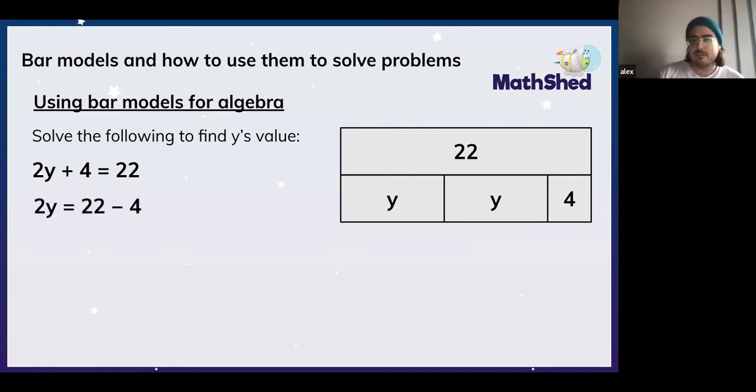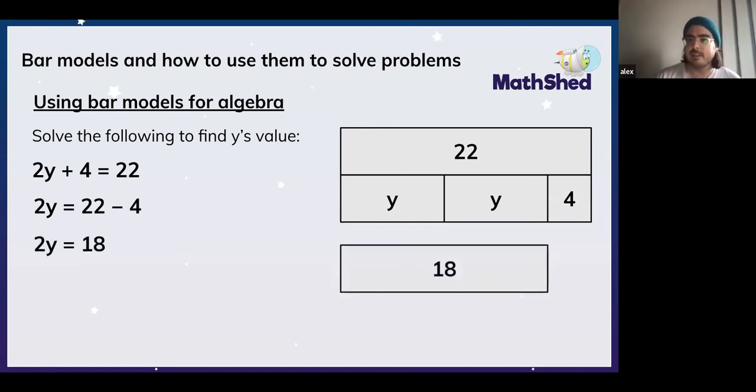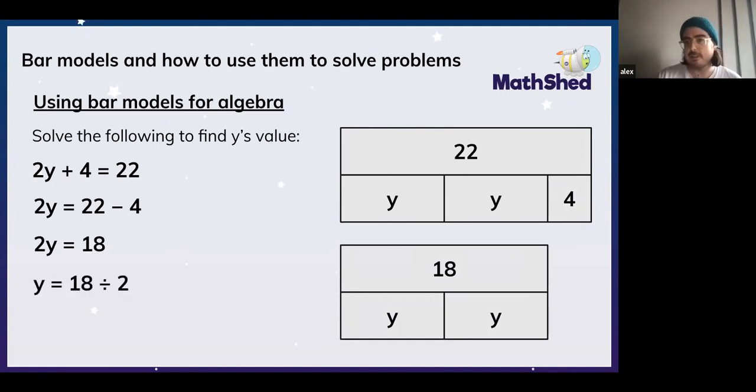So then to find out what 2y is worth, we have to take 4 away from 22, which is 18. So then we have 18, and we've got a second part bar model here. So now we know that 2y is equal to 18. So y is going to be half of 18, so 18 divided by 2. So we know that y is 9.